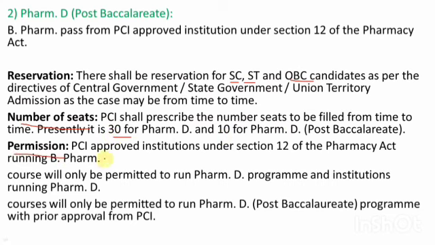Then permission: PCI approved institutions under Section 12 of the Pharmacy Act running B.Pharm can conduct this course. Institutions running B.Pharm course will only be permitted to run the PharmD program, and institutions running PharmD courses will only be permitted to run the PharmD post-bachelorate program with prior approval from PCI. It is very mandatory.